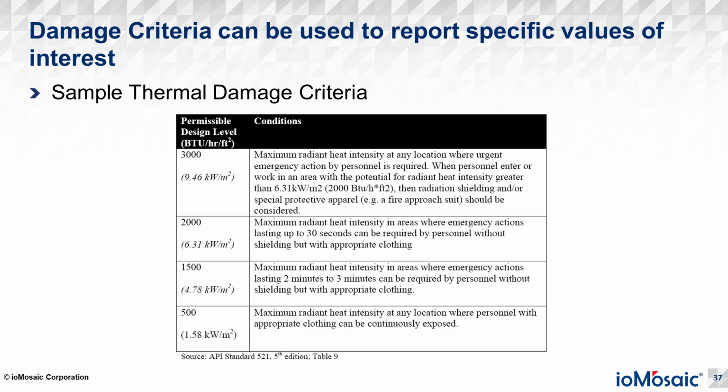Okay. And that corresponds to the different API values, where 2000 BTUs per hour per feet squared is the maximum heat intensity that someone can cope with for about 30 seconds. And 1500 BTUs per hour per feet squared is the maximum heat intensity for 2 to 3 minutes. And that's based on someone wearing FRC.